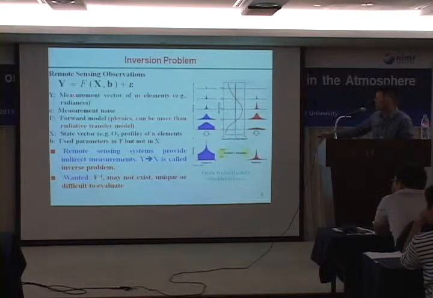So the y, that's the measurement vector, m elements. This is the epsilon, that's the measurement noise. And we have the f, that's the forward model, which tells us about the physics. Sometimes it's more than the radiative transfer model. And the x is the target of our interest. That could be the ozone profile of n elements, could be some additional parameters. And b, this is another parameter which is used in the forward model, but might not be in the state vector.